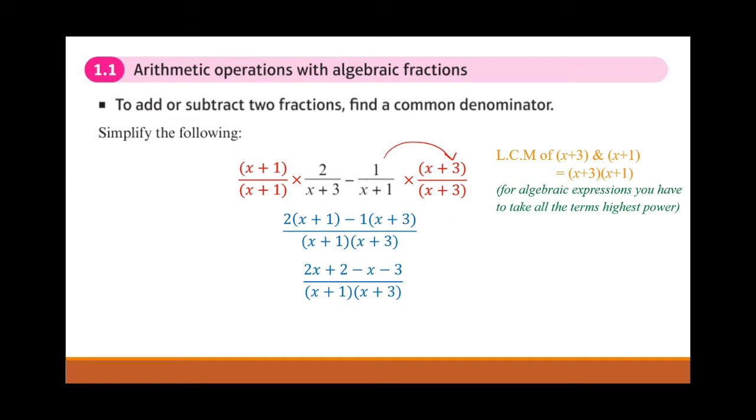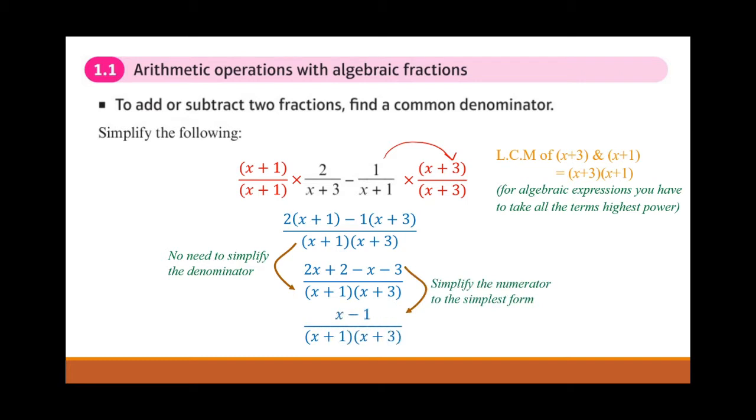Once you have removed the bracket, you can simplify the numerator. If there are any like terms, you don't need to simplify the denominator. You can just keep writing the LCM in the denominator, all right? But you need to simplify the numerator into the simplest form. So here we have 2x minus x, which gives you x, and plus 2 minus 3 gives you minus 1. So your simplest form is x minus 1 divided by x plus 1, x plus 3.